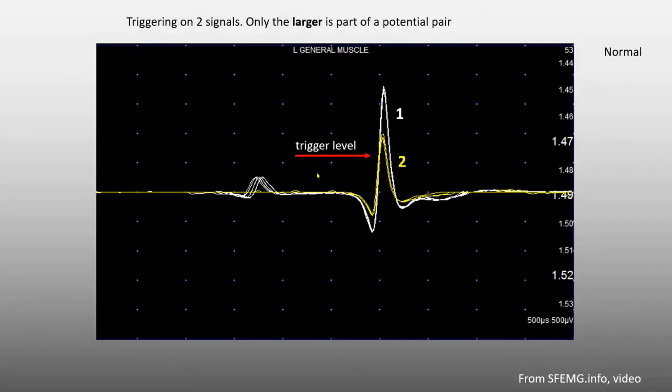Here is another example, the same situation, trigger level here, and now it happens to be the white one, the higher amplitude signal, that is connected to another fiber. The yellow one is single. This may look like an impulse blocking.